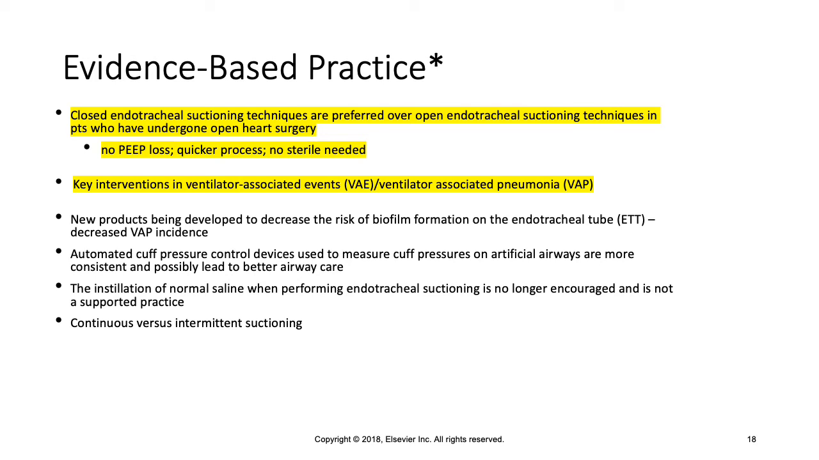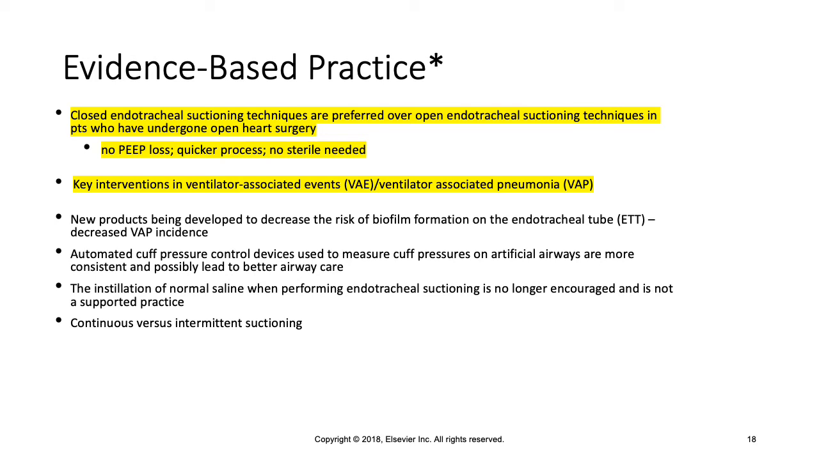Because it's a quicker process. It doesn't have to be sterile because the sheath is covering that suction catheter. The patient doesn't have to be removed from the ventilator, so the oxygenation can continue. There's decreased risk of hypoxemia, and where it says no loss of PEEP, that's positive end-expiratory pressure, something that is provided by the ventilator. You'll learn a little bit more about that when we do our lecture on ventilators.